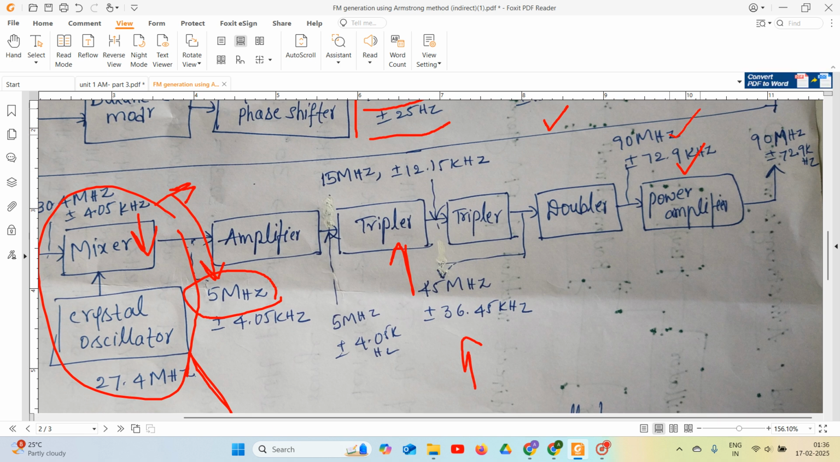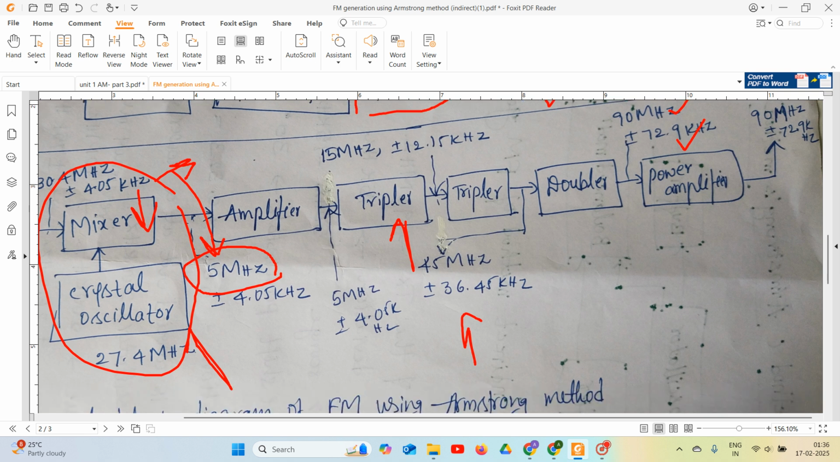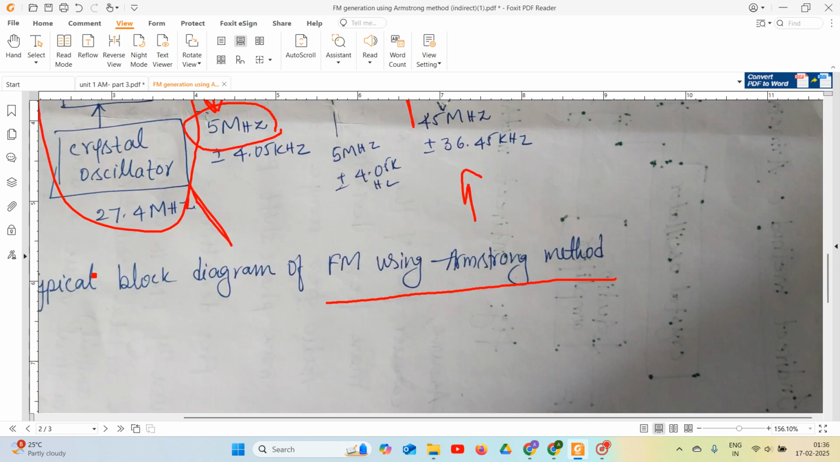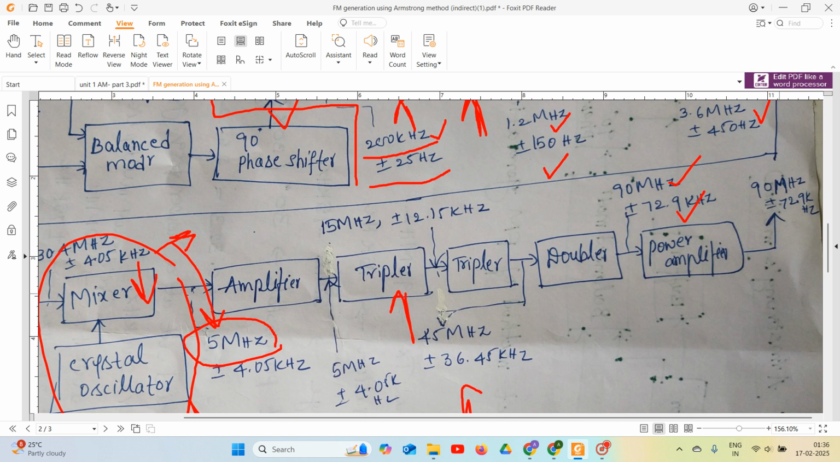So we have achieved 90 megahertz. This is our required FM signal with a frequency deviation of 72.9 kilohertz, right? In this way we achieve the required FM signal with plus or minus 72.9 kilohertz deviation. I hope you are able to understand how we can achieve the FM signal from the PM signal, and we call this the indirect method, or the Armstrong method. Armstrong is a scientist who conceived this concept.